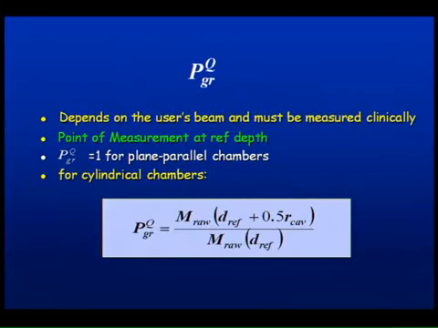And then the last thing here is P gradient Q. You need to measure that. Here's the recipe. You place the point of measurement of the chamber at the depth of dref plus 0.5 r, and take the charge reading, divided by the charge reading at dref. Take the ratio. That gives you P gradient.